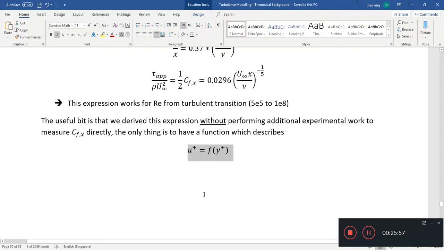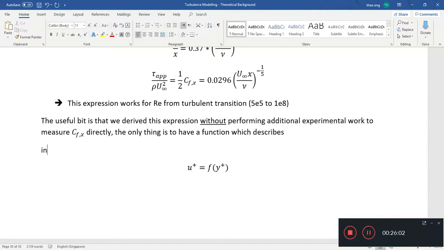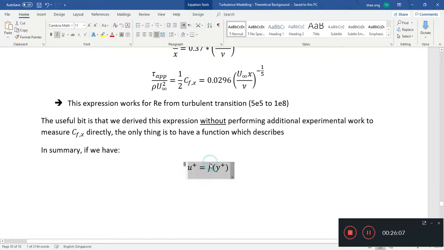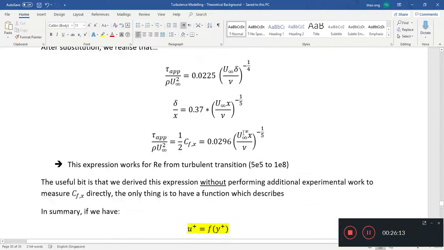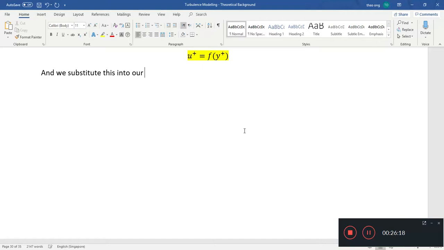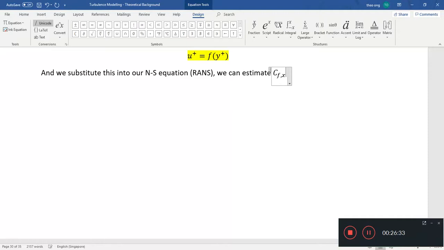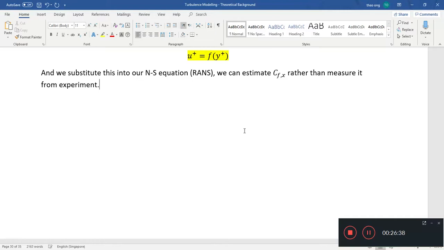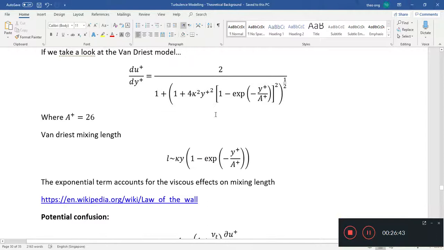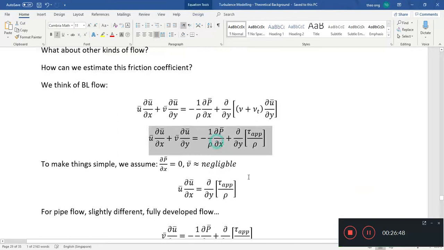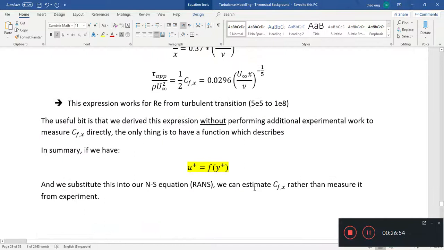So let me summarize. In summary, if we have some function of u plus as a function of y plus, and we substitute this into our Navier-Stokes equation, in our case the Reynolds-averaged Navier-Stokes, we can estimate C fx rather than measure it from experiment. So again, for boundary layer flow, your Navier-Stokes equation will look something like this. Okay, this is a 2D boundary layer flow. That's what we are seeing here. So these are your two baseline equations.